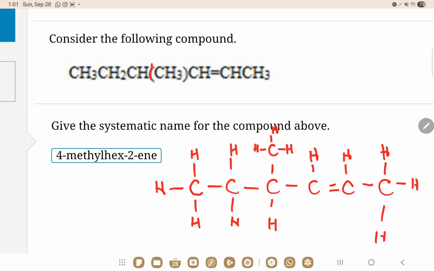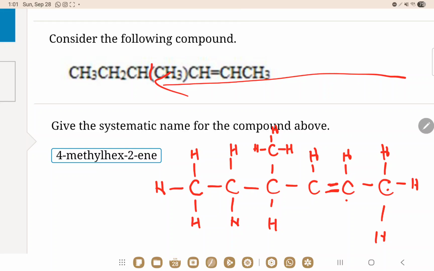Now, how do we name this? First of all, we're going to look at where the functional group is. Now, we're going to find the position of it. It is on carbon number 2. It's after carbon number 2. So we know that we need to count from this way.